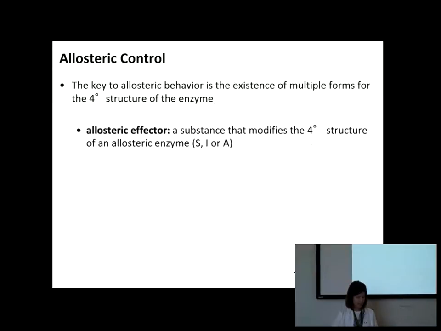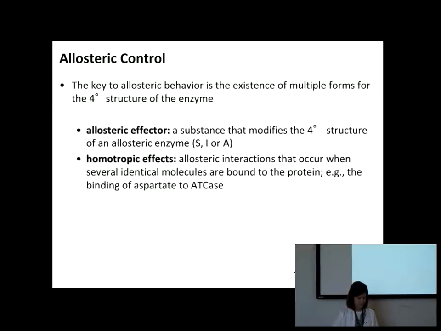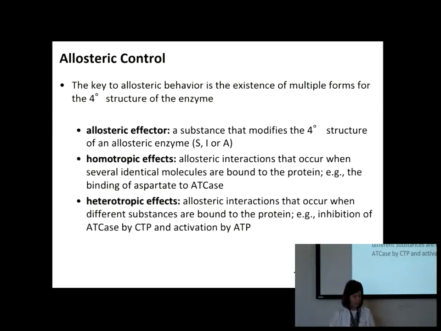Okay, so all these inhibitors or activators are called effectors. A homotropic effector is the substrate molecule itself. So binding one aspartate affects the binding of others. A heterotropic effector is when different molecules, not the substrate, cause either an activation or an inhibition.